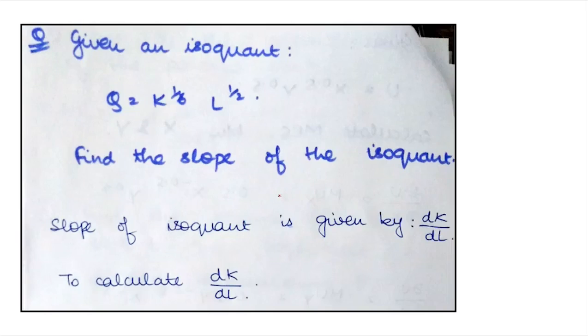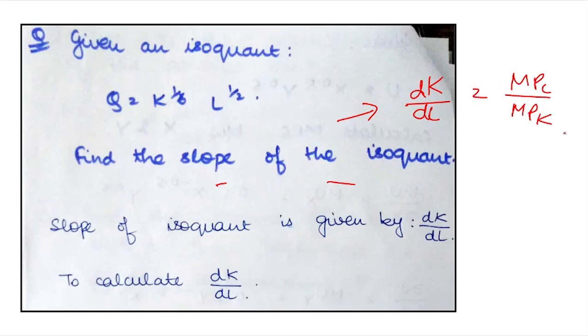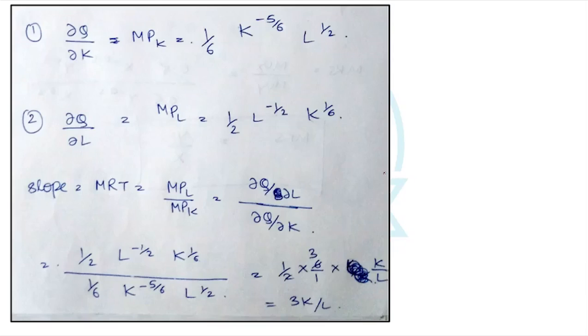Now, given an isoquant K to the power 1 upon 6, L to the power 1 upon 2, you're supposed to find the slope of the isoquant. Again, you need to remember that the slope of the isoquant is given by dK upon dL, which is basically equal to MPL upon MPK. So to calculate dK by dL, you have del Q by del K, which is MPK, and MPL. The slope, which is the marginal rate of transformation, is MPL upon MPK. Again, if you calculate this, you come up with 3K by L.